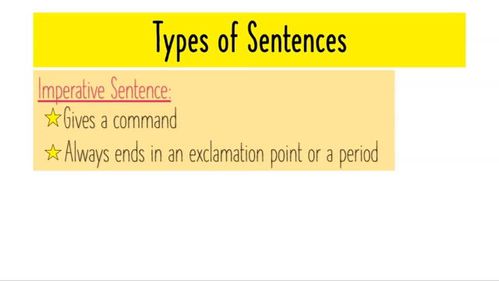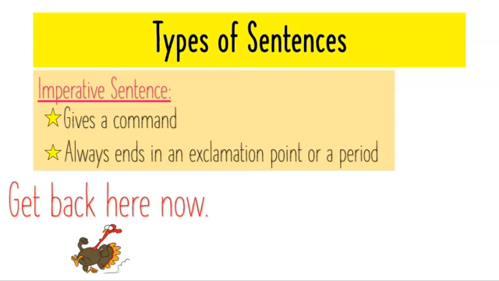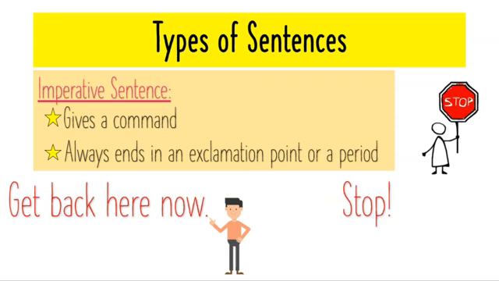Here are 2 examples of imperative sentences. Get back here now. This is an example of an imperative sentence because it gives a command and it ends in a period. Stop! This is also an example of an imperative sentence because it gives a command and it ends in an exclamation point.